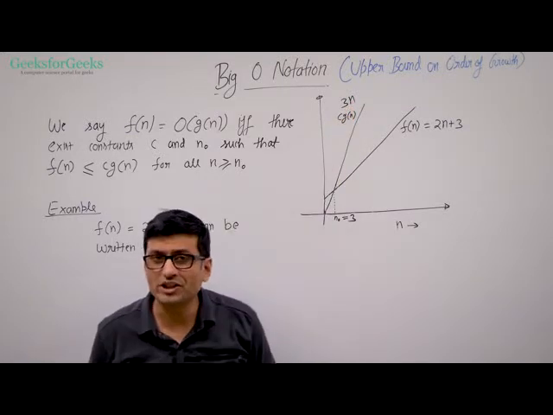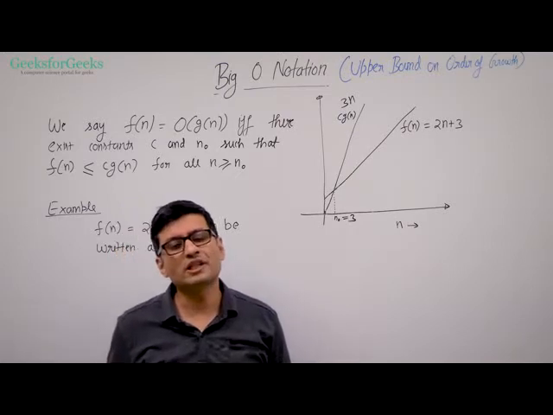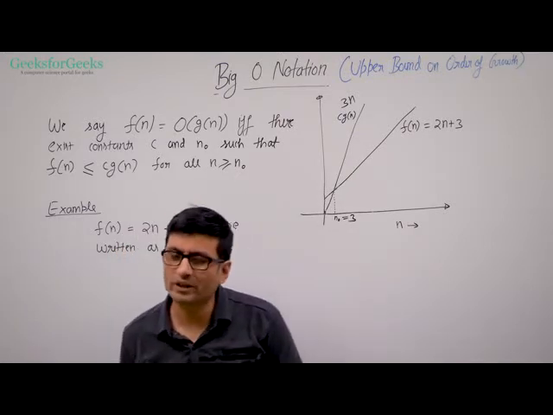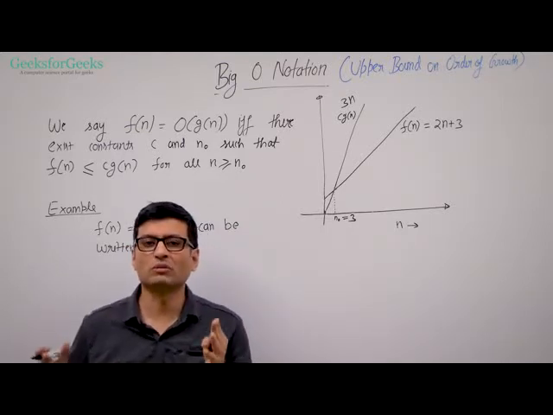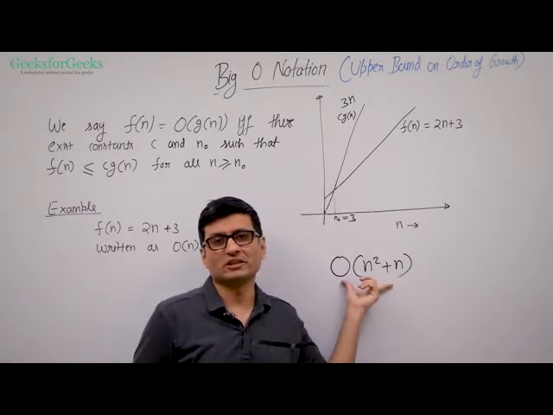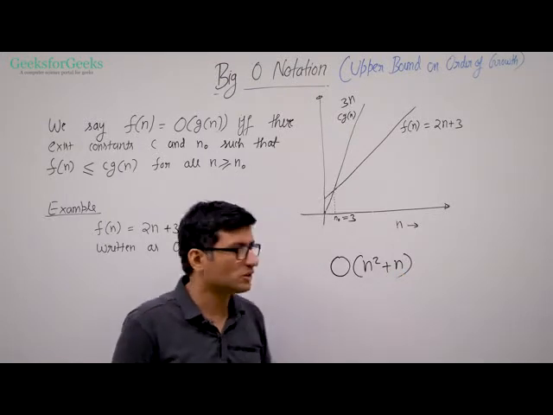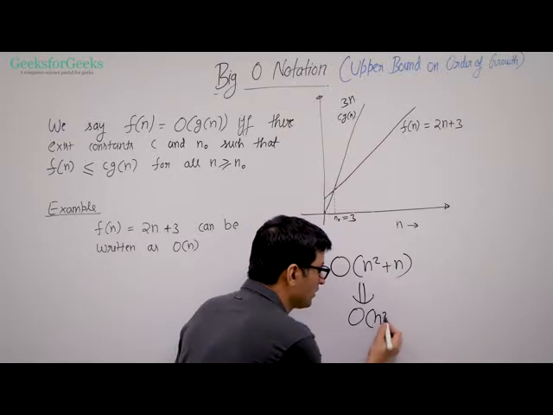So big O notation simply represents order of growth. Constants do not matter. Lower order terms do not matter in big O notation. There's no point writing the lower order terms. There's no point writing the constants. There's no point writing big O notation like this. You know this term is a lower order term. You can always ignore this. This is equivalent to big O n square.